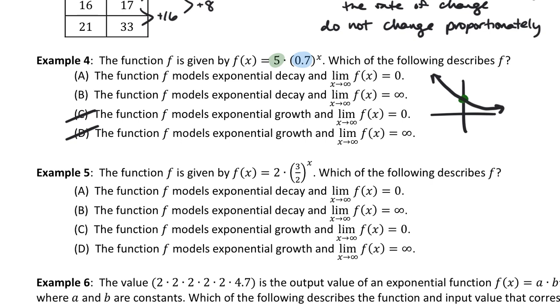Which answer choice should we pick? A is correct. Because as x's increase without bound, our function is going to get closer and closer to that horizontal asymptote, y equal to 0.